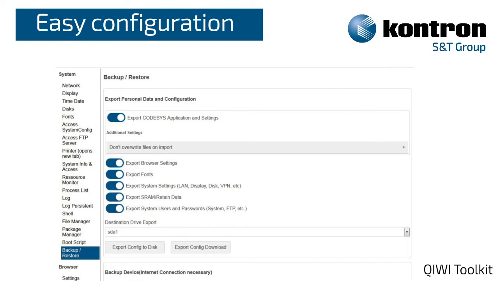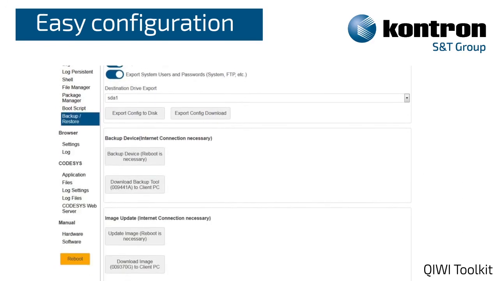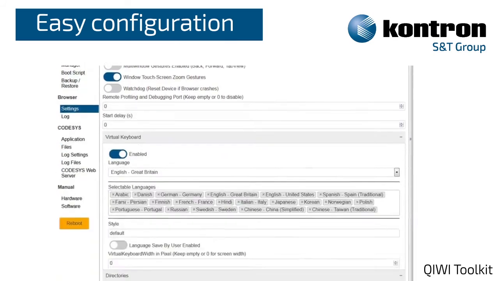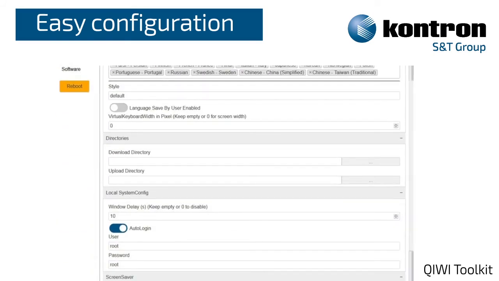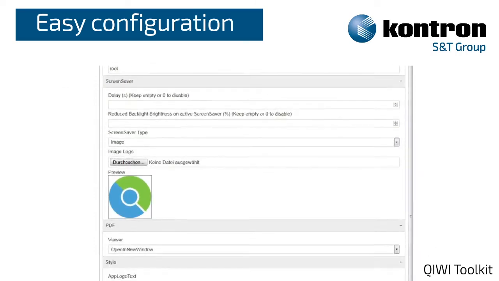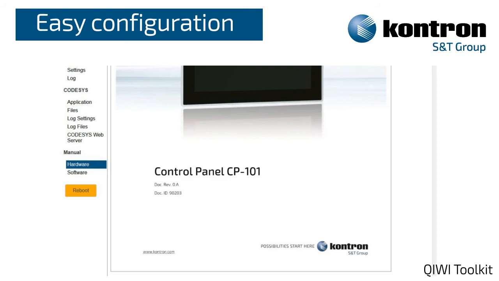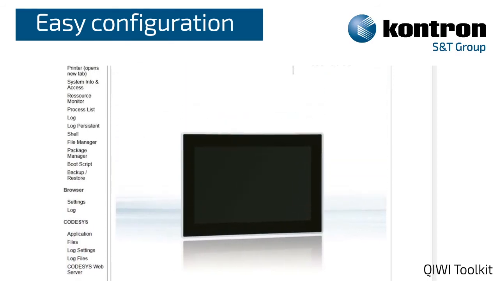Backup, Restore. Here you can export device settings, update the software of the device and create a backup copy of the device to a data carrier. Browser Settings. Here you can make numerous settings for the browser. Manuals. Here you can find the hardware and software manuals for the device.